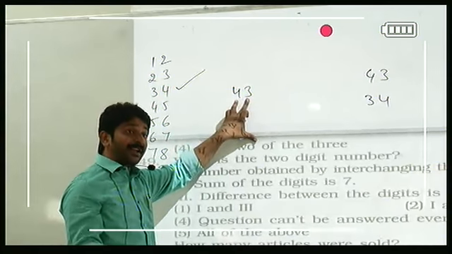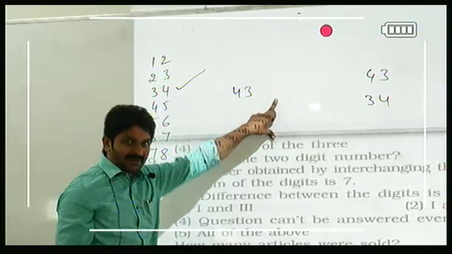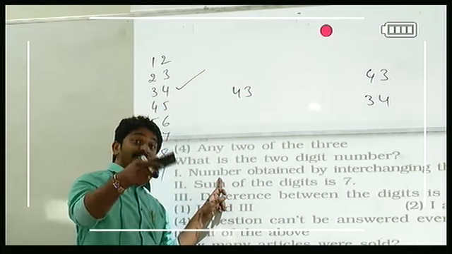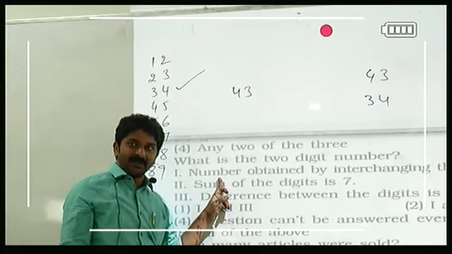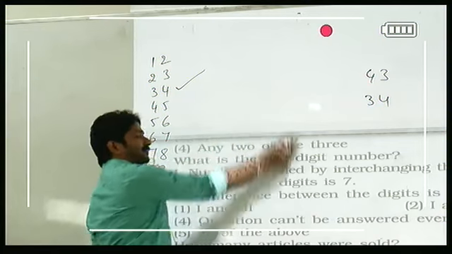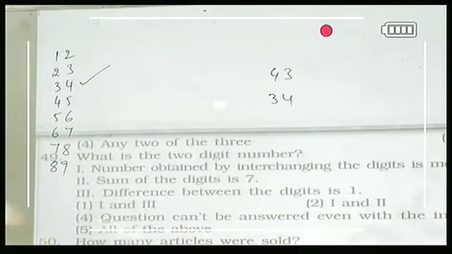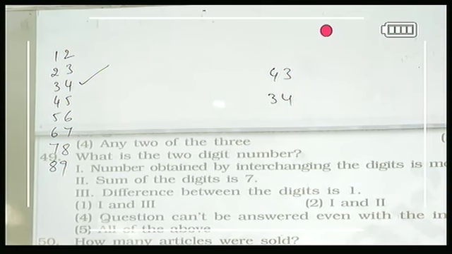Here also the difference is 1. But when you interchange it, you will get 34, which is less than the original number. But according to the condition given in the first option, the interchanged number should be more than the original number. Hence 43 will not come into the picture. So 1 and 2 will give you the answer, but not 2 and 3. Done?